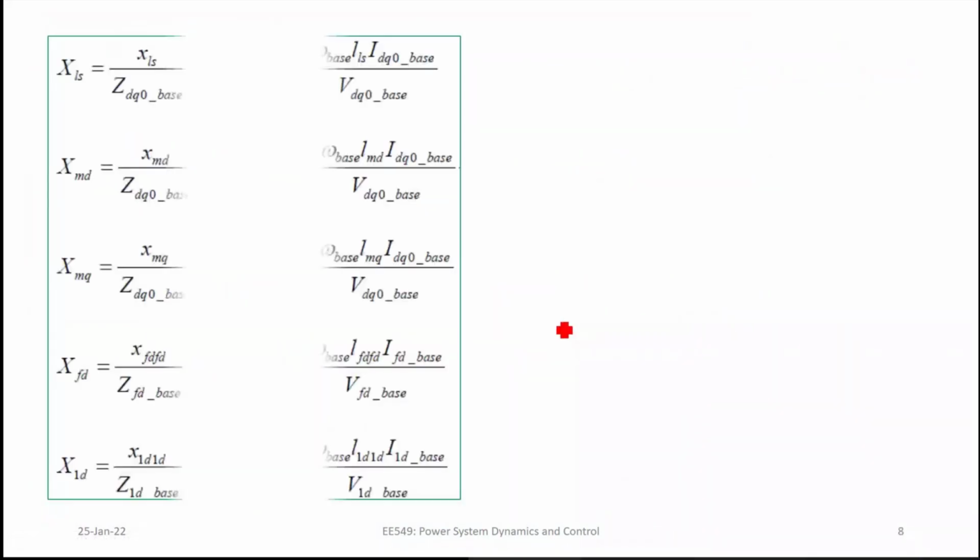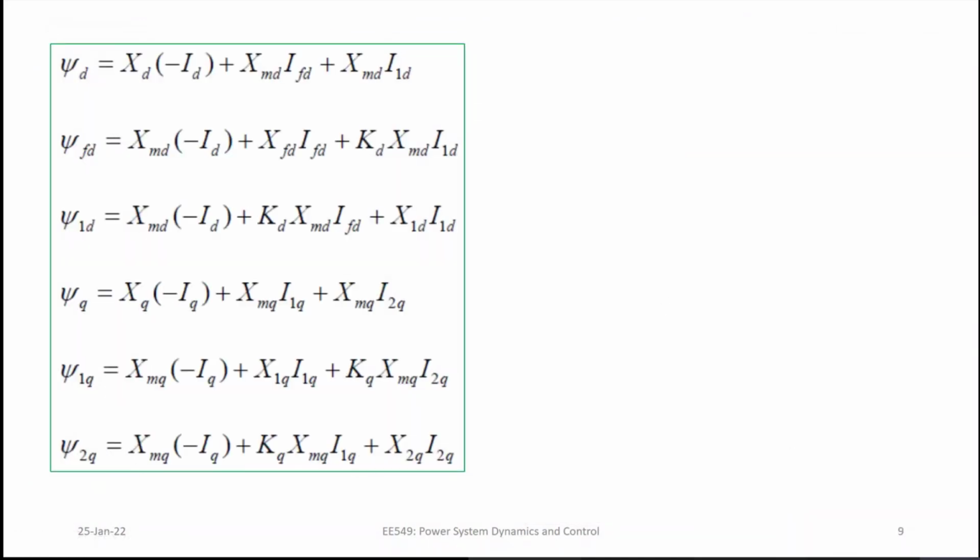Okay, so now if we substitute these expressions in terms of the per unit reactance quantities, then we'll get the final equations. Psi D will become equal to XD into ID plus XMD IFD plus XMD I1D. These are all in per unit. The psi is in per unit, XD is in per unit, ID is in per unit. Similarly, your psi FD equation can be written as XMD into minus ID plus XFD into IFD plus KD XMD I1D. So what is this KD?